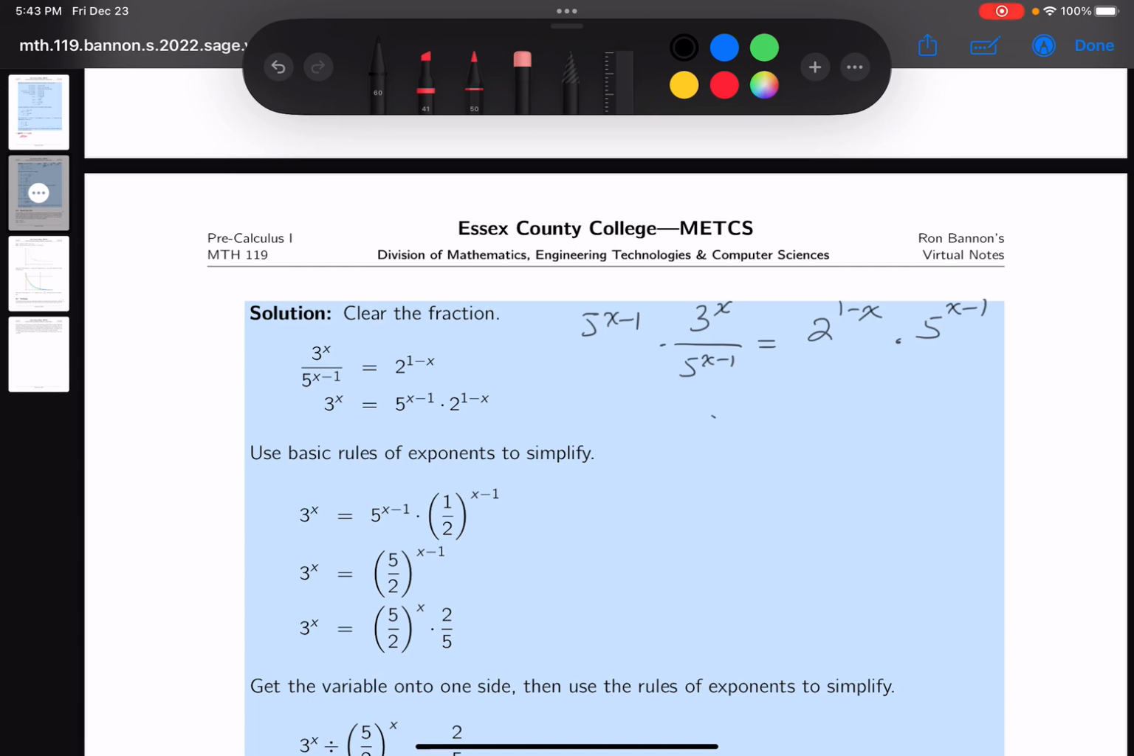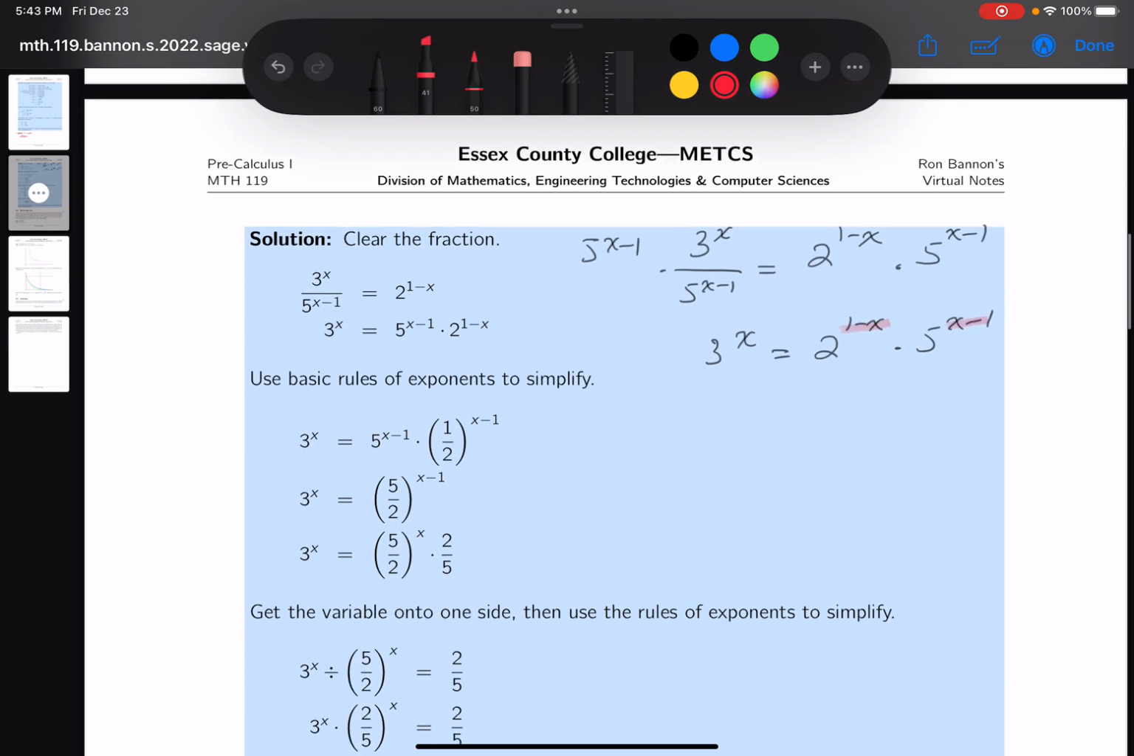What do you get there? You get 3 to the x equals 2 to the 1 minus x times 5 to the x minus 1. The next thing I'd recommend is, looking at it, I notice the exponents here are certainly related. So I just want to rewrite it.